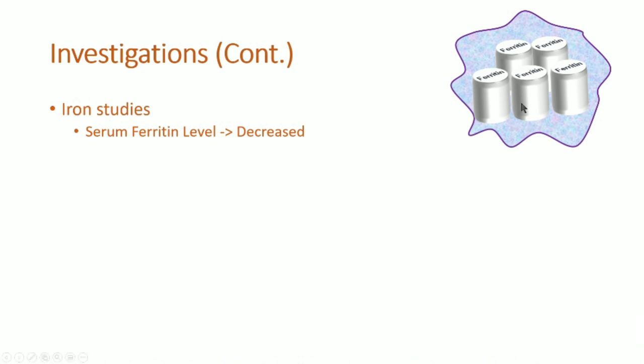So ferritin is an intracellular protein, but a very small amount of ferritin is released into blood by the macrophages of bone marrow. And this blood ferritin or serum ferritin level directly correlates quantitatively with the amount of intracellular ferritin. So by measuring the serum ferritin level, we can estimate the iron stores. So first thing would be that serum ferritin level or storage iron would be low, decreased serum ferritin level.